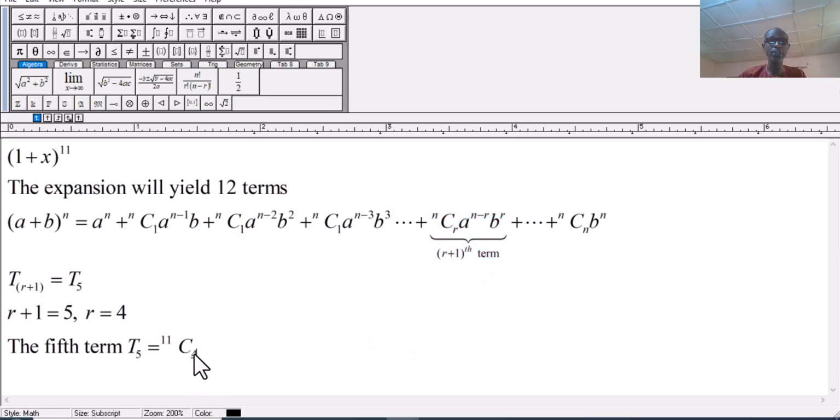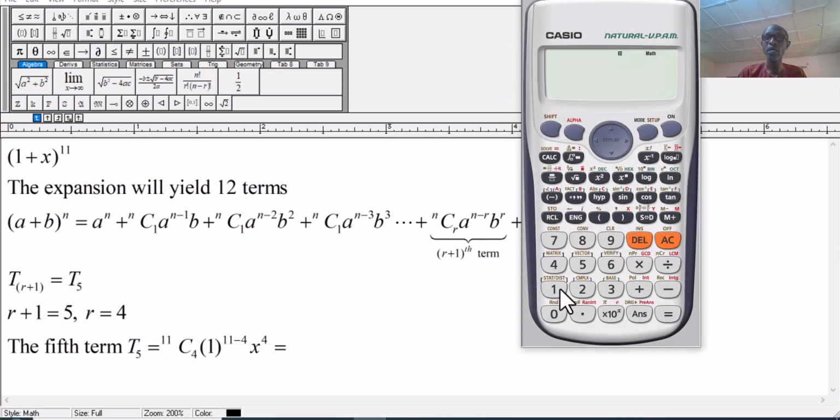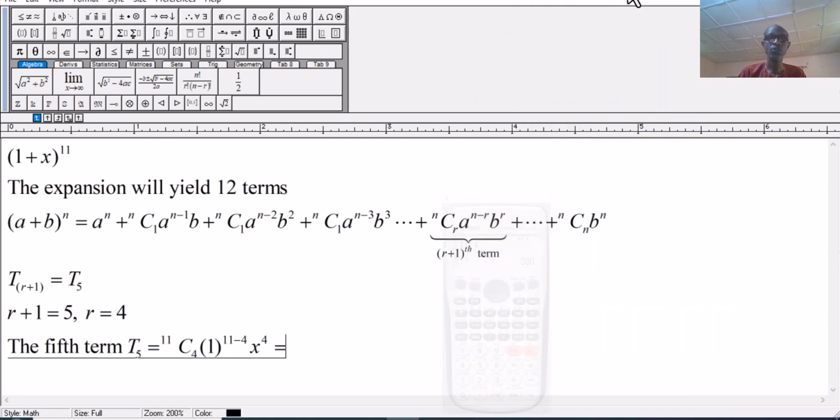So our r now is equal to 4, so I'm going to put 4 here. So 11 combination 4, then 1 to the power of 11 minus 4, then x raised to the power of 4. Let me quickly do 11 combination 4. That's 330. So that would be 330x to the power of 4.